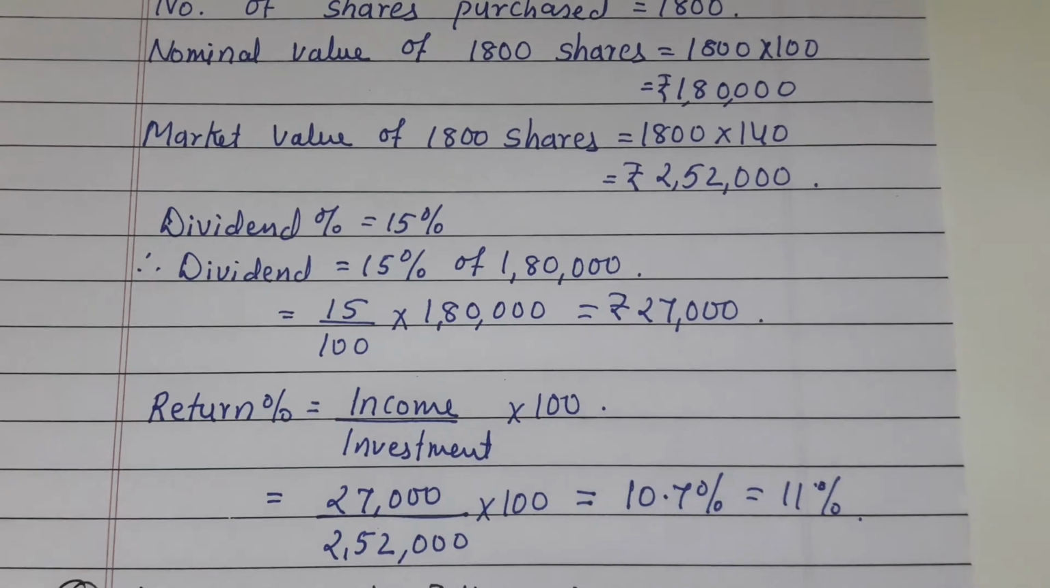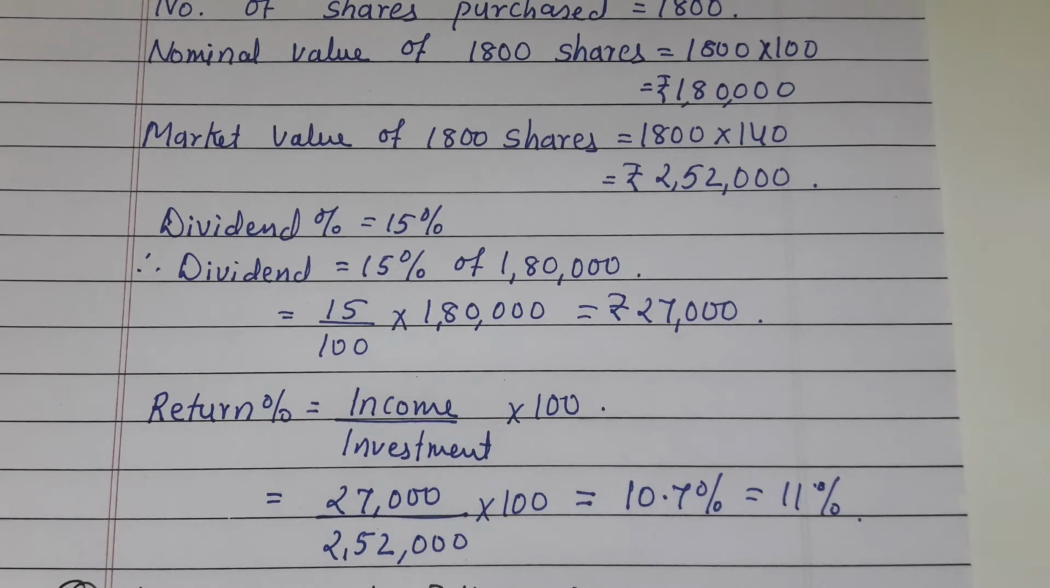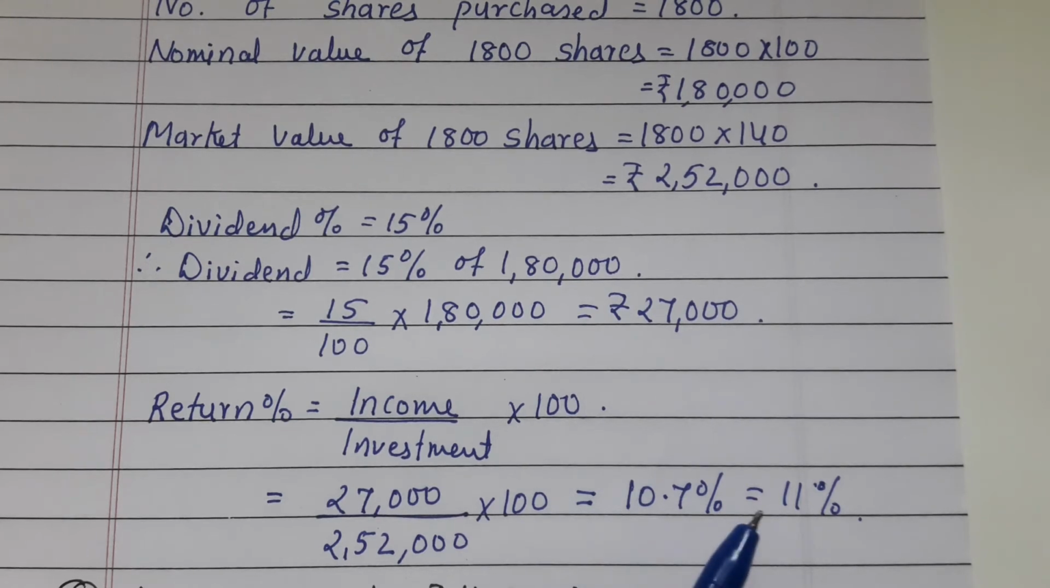Return percentage is equal to income upon investment into 100. Income 27,000. Investment 2,52,000 into 100. That is 10.7%. Approximately 11% return.